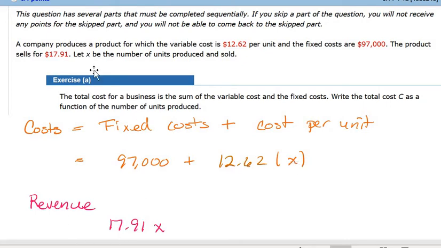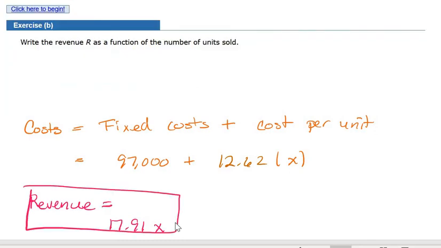Same thing for the revenue. The revenue is going to be, they can sell 1 item for $17.91. 2 items would be 17.91 times 2, and so forth. X items would be 17.91 times X. So my revenue is 17.91 times X. My costs are 97,000 plus 12.62 times X. So in A, they want this equation, and for B, they want the 17.91 times X.